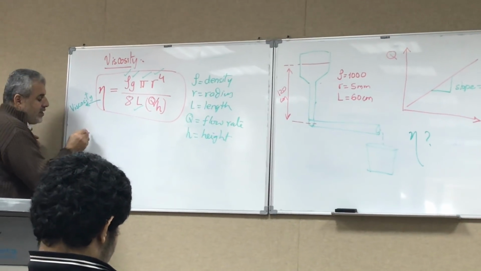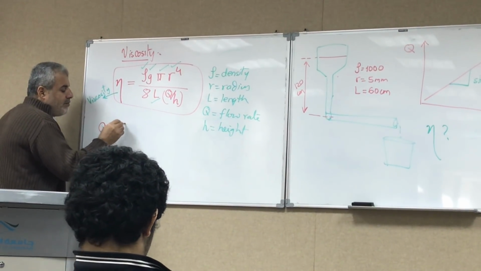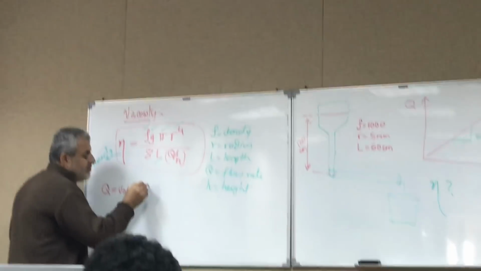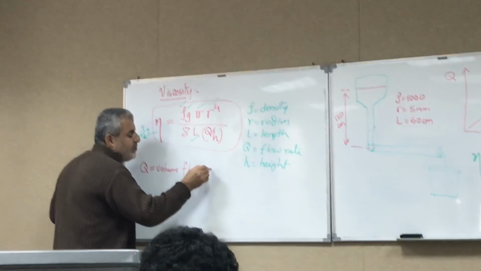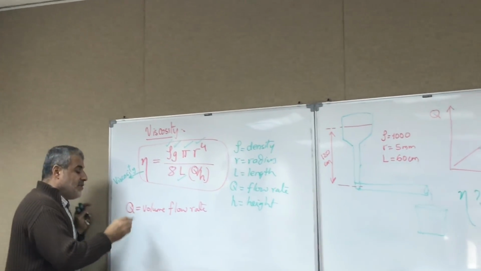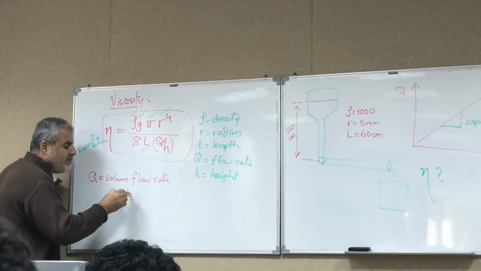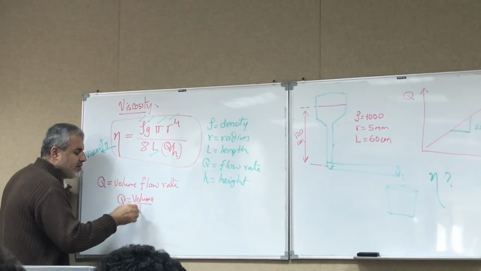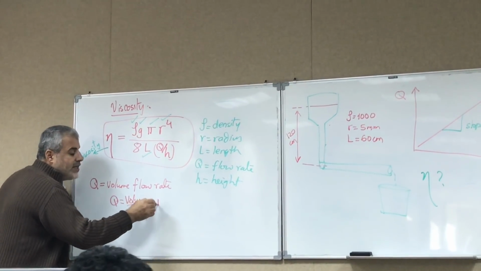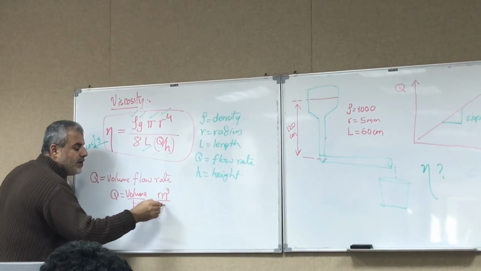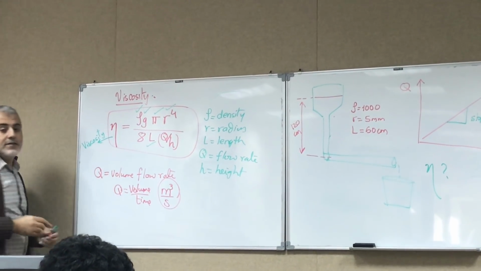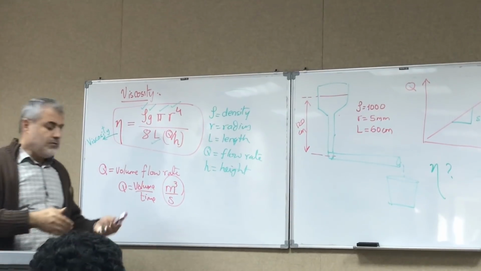Q is called the volume flow rate. It is nothing but volume over time. So its SI unit is meter cube per second. This is what we use.